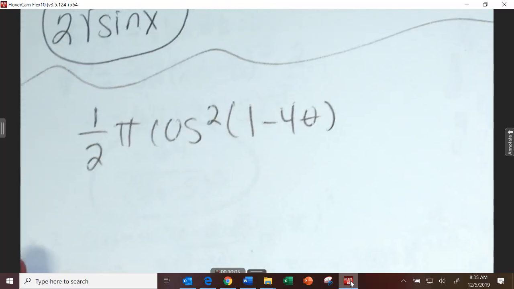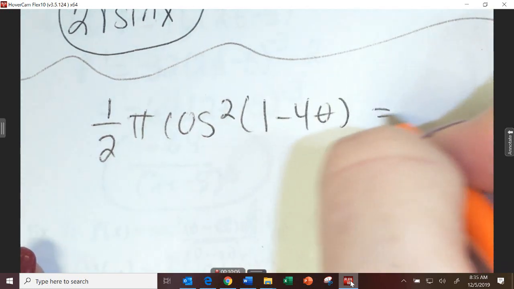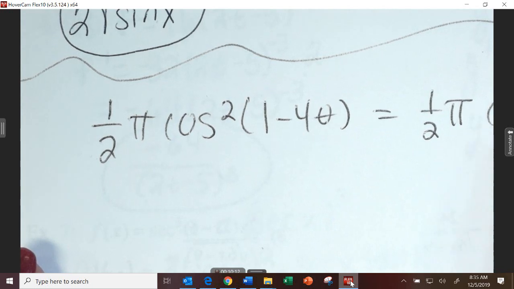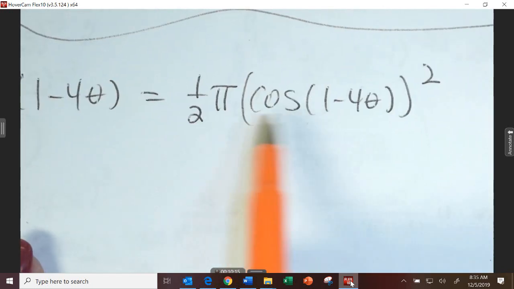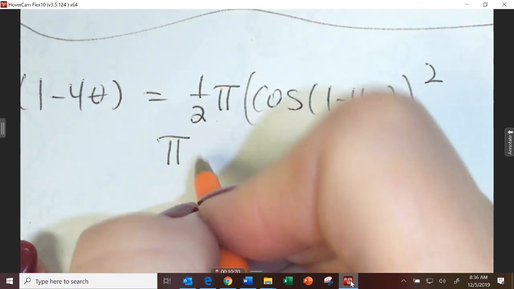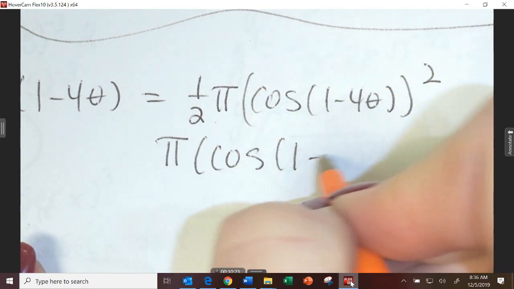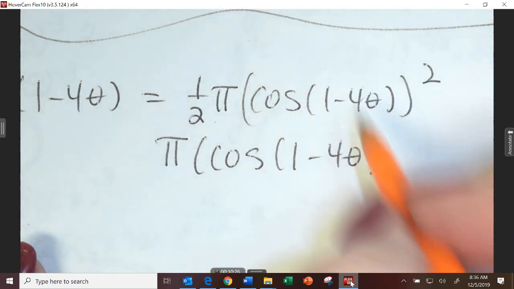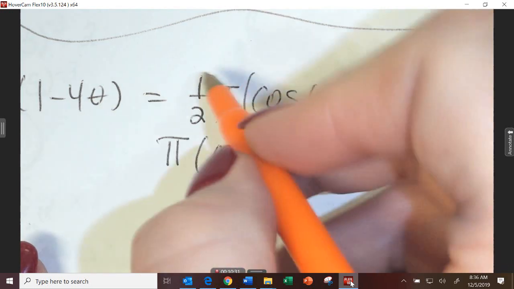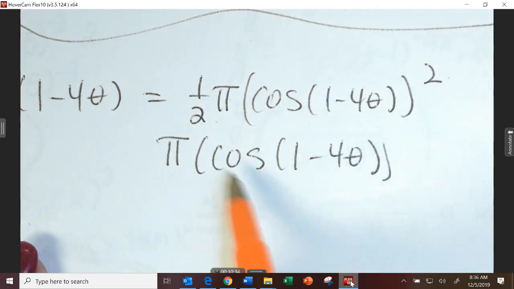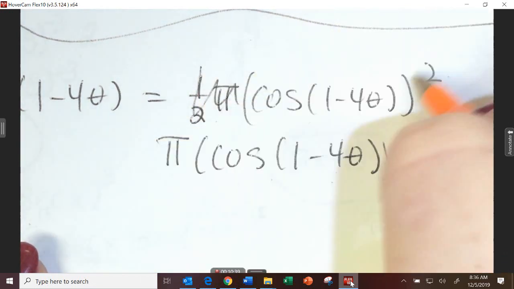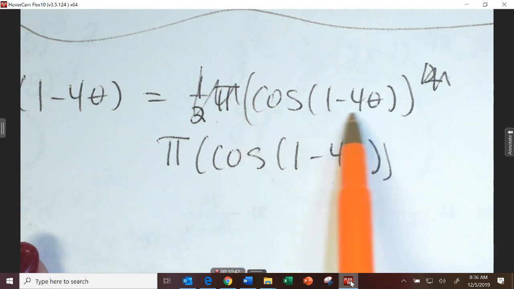All right. Here was our problem, guys. This is the same thing as 1/2 pi cosine of 1 minus 4 theta squared. On my first step, when I'm doing k times 2, that was going to give us the pi times the cosine of 1 minus 4 theta. That is our first step. I changed this too early. I forgot to write that u part. So now this is gone, and now I have to do the derivative of this.